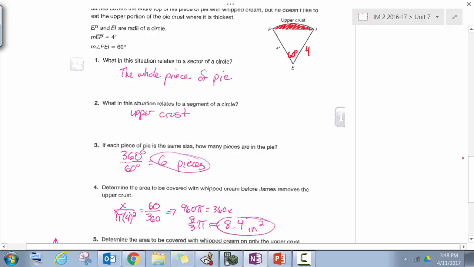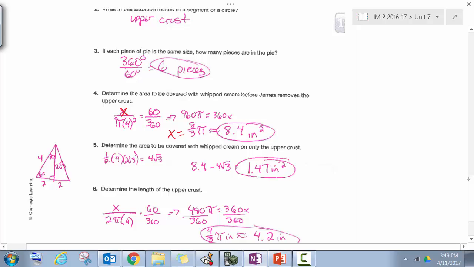So we're looking for area of a sector. So again, it's area of a sector, x, over the area of the circle, pi times 4 squared, equals the measure of the arc, 60, over 360. So we cross multiply, we get 960 pi equals 360x, divide by 360, x equals 8 over 3 pi, which is about 8.4 inches squared.